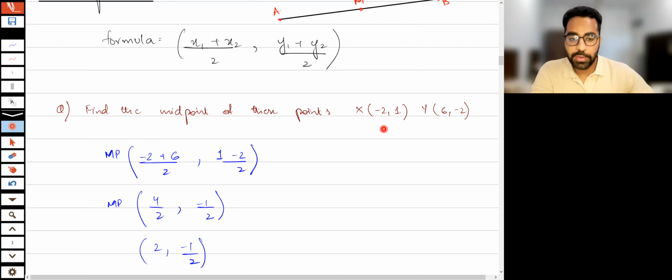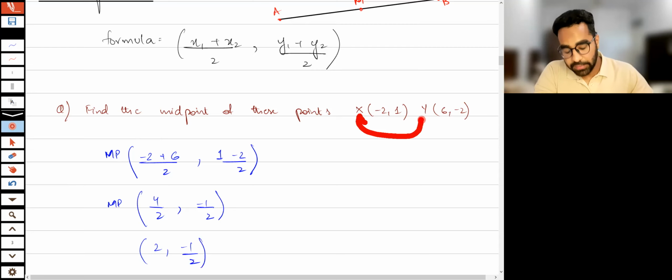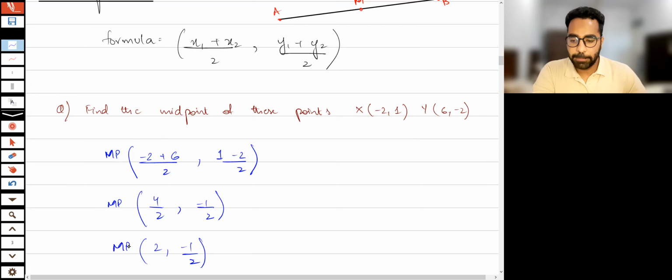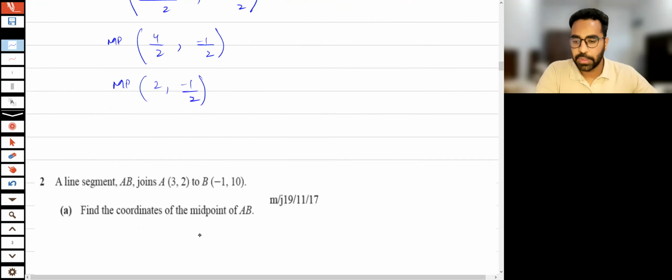So the coordinates of the midpoint of the line XY is (2, -1/2).